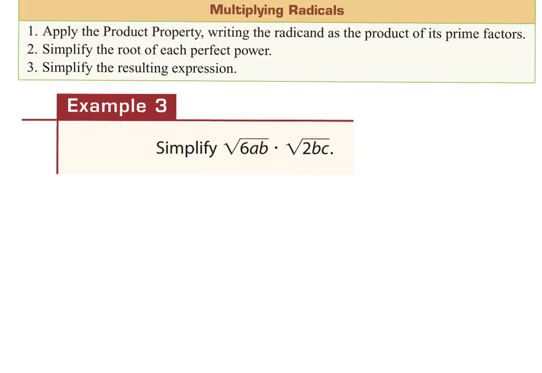Look at this one. I have 6ab times 2bc. So again, you can multiply it. You'll get 12ab squared c. All right? Or you can go ahead and factor them. 6 is just 2 and 3. I have 1a there. I have 1b there. I have a 2. I have a b. I have a c. Those are all primes already.